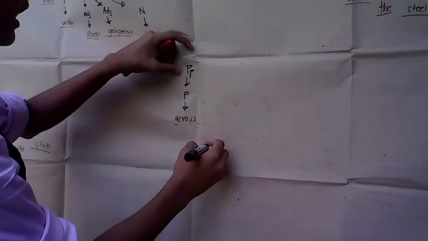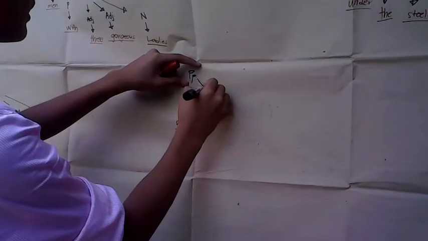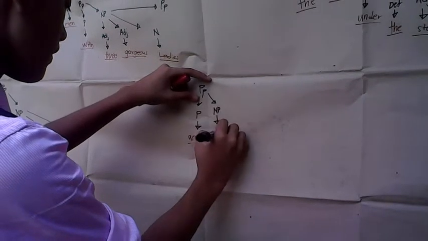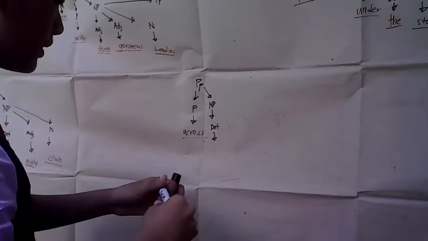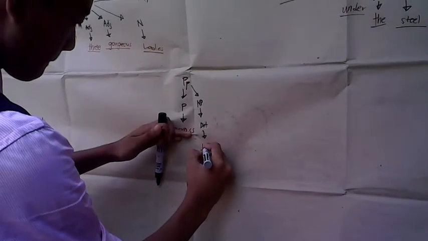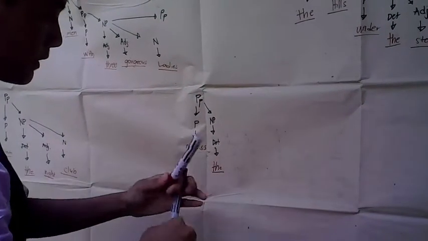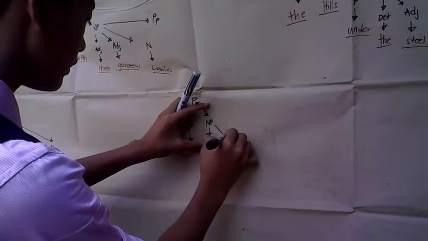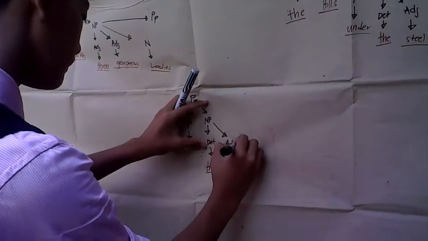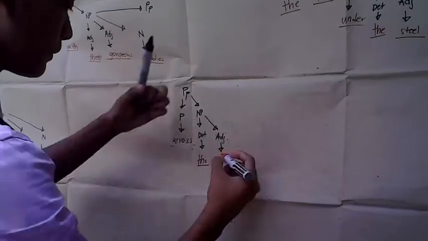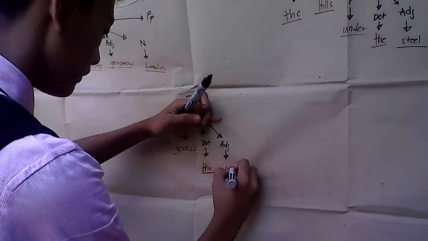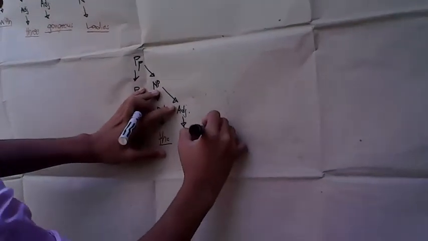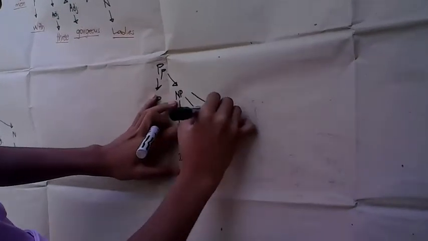The next word is the. The is a determiner, so we will create another noun phrase. The next word is adjective, vast. Connect it to the noun phrase. The next word is lake. Lake is a noun. Connect it to the noun phrase.